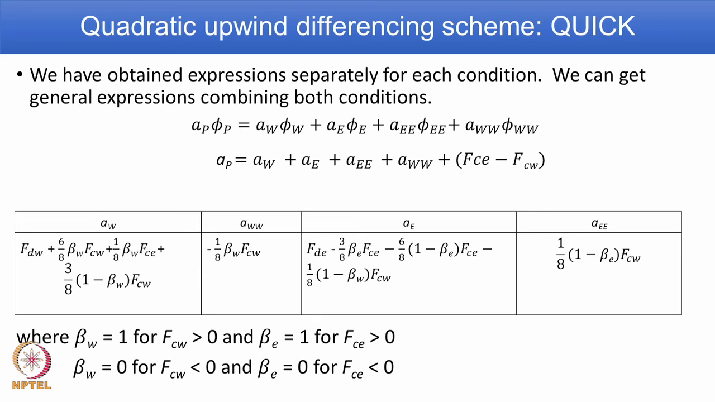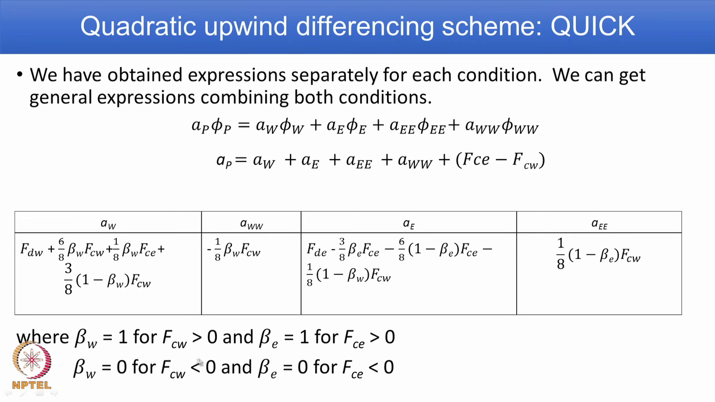So, when beta E equal to 1, which means the flow is greater than 0, which is positive, hence it is from left to right. Another situation, if beta W equal to 0 and beta E equal to 0, correspondingly the flux at west phase and the flux at east phase are less than 0, which means the flow is from right to left.